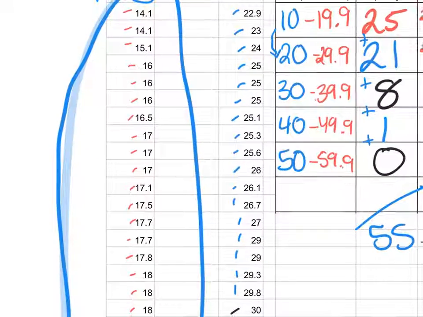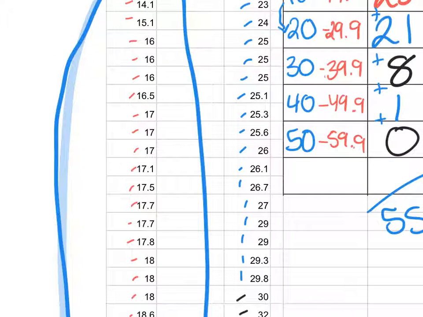Then you'd have your 6s. So there's 3 16s, so 6, 6, 6. The 16.5 would be rounded up to 17. So you'd have 7, 7, 7, 7, 7 for all those 17s and the 17.1.